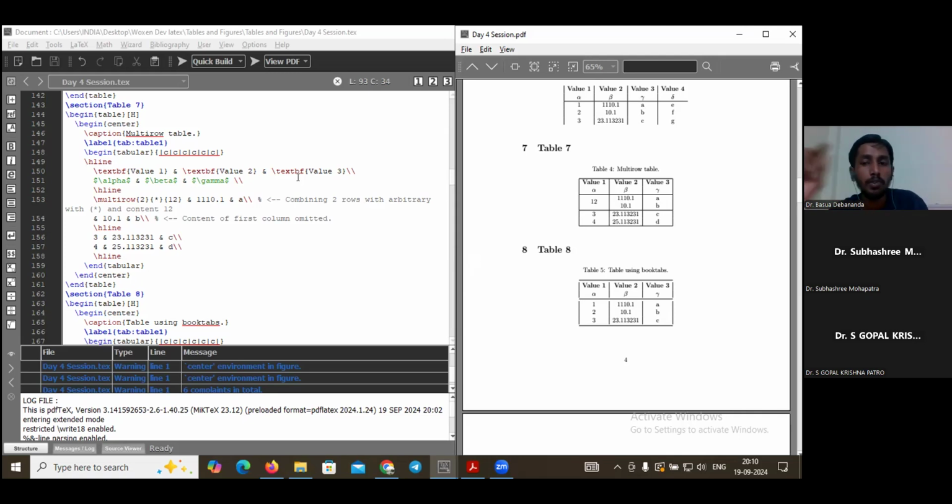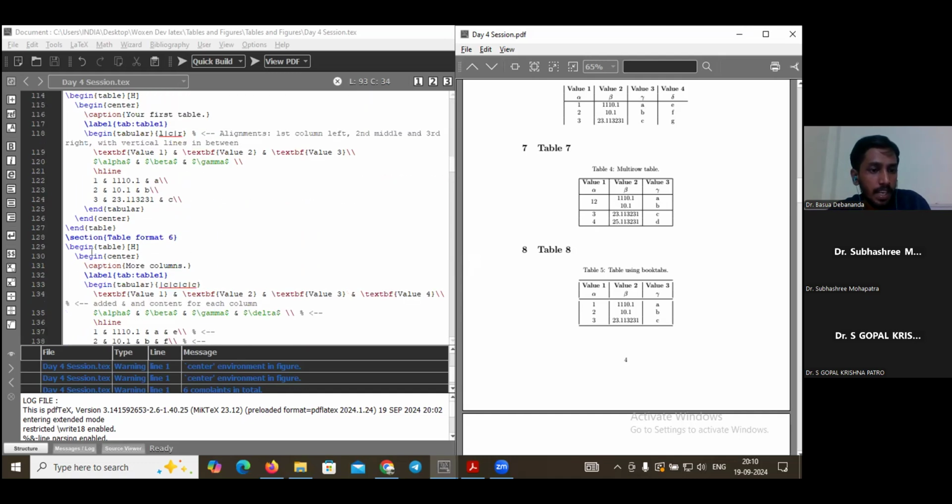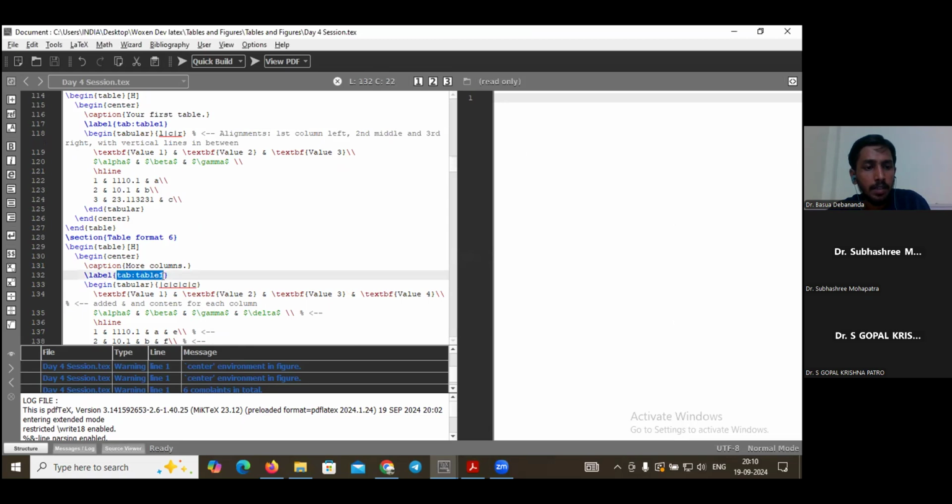Here I have written \label{tab} within the curly brackets, whatever you like, just write one or two words. That means if you write \ref{ref1}, then automatically it will come as table 7. That I will discuss tomorrow, because references and those things will be discussed tomorrow.